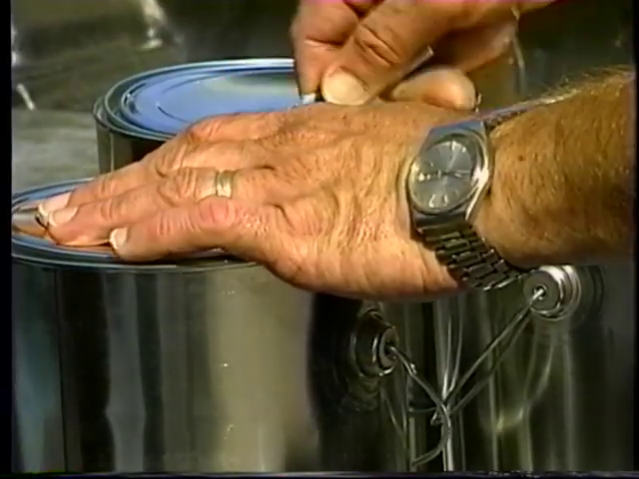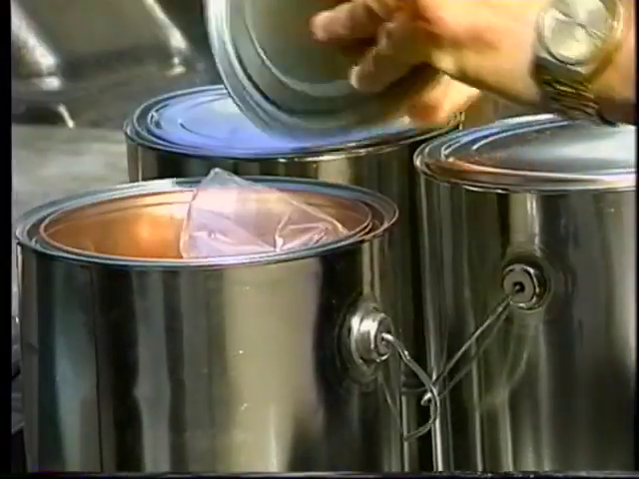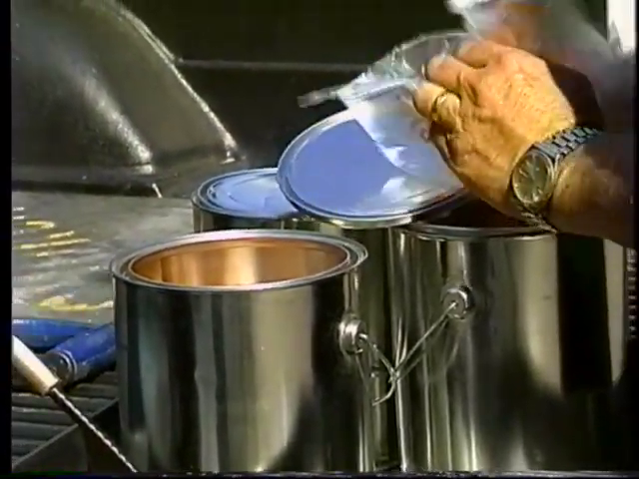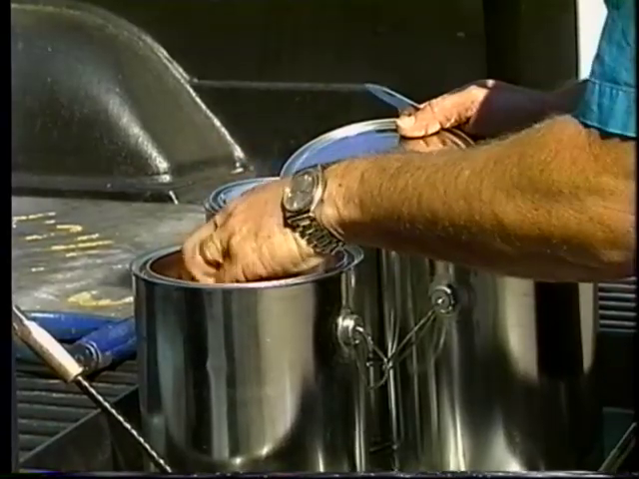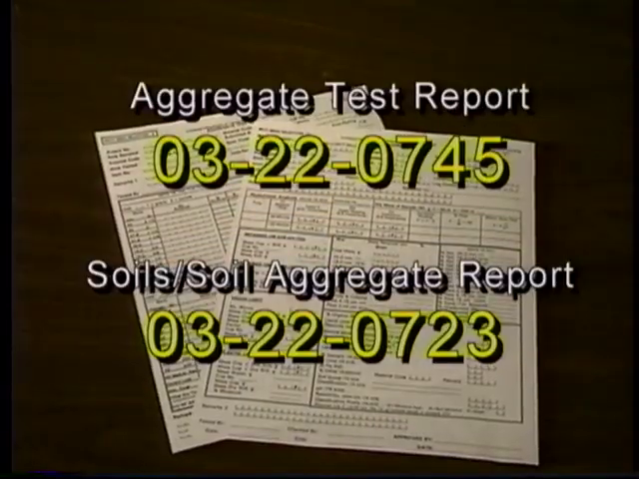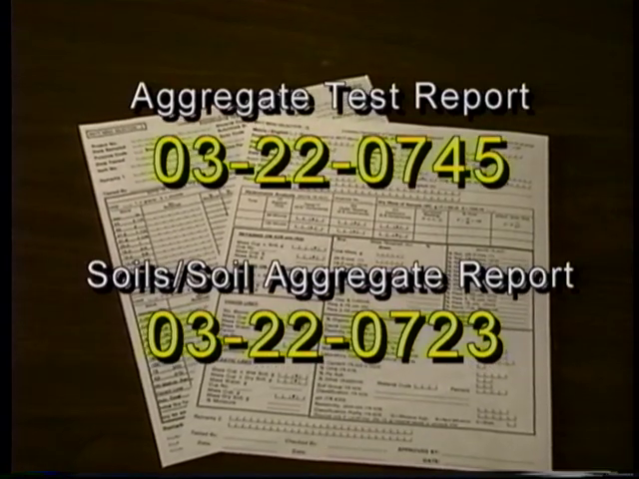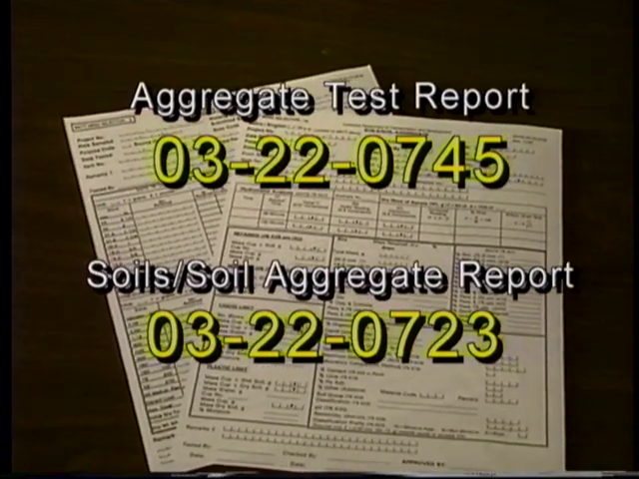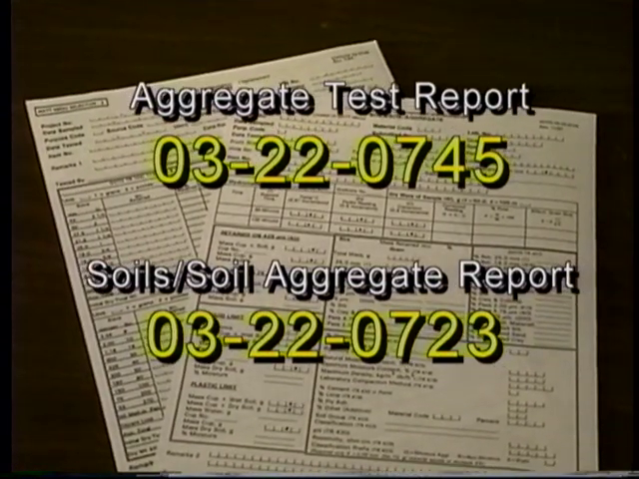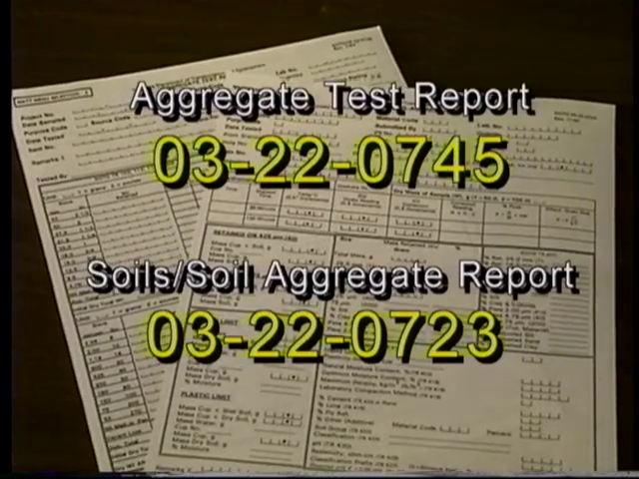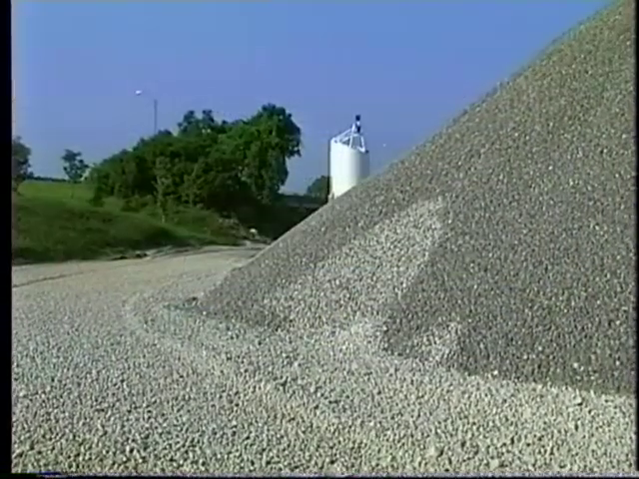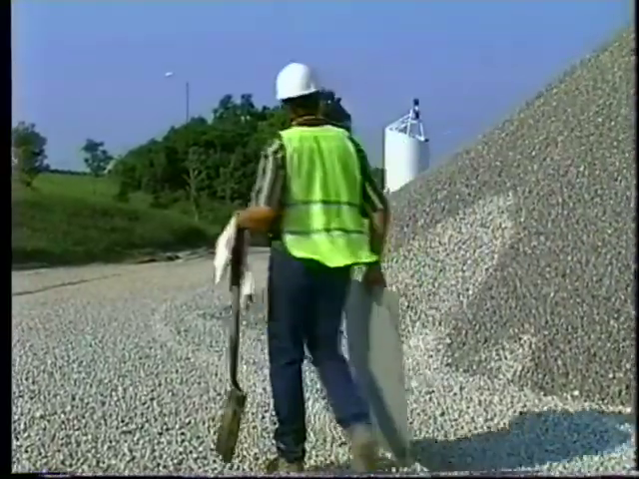If moisture content testing will be done from the sample, you will need enough 4-liter, 1-gallon friction-top cans with lids to hold the sample and prevent moisture loss. When sampling soils, you will also need a sealable plastic bag. For aggregates, you will need the Aggregate Test Report, Form number 03-22-0745. Soil samples are documented on the Soil Aggregate Report, Form number 03-22-0723. Now let's move on to the actual sampling procedures.